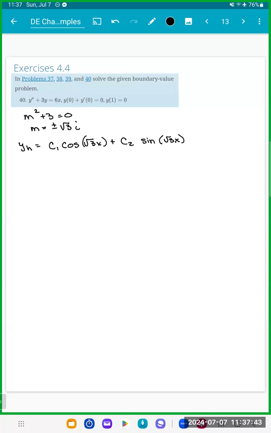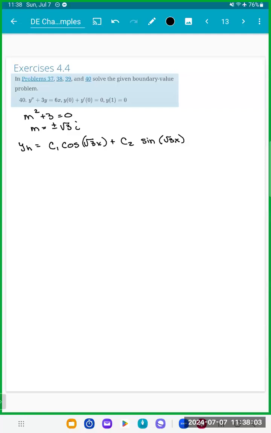Okay, so a homogeneous differential equation is a type of ordinary differential equation where all of the terms involve the dependent variable and its derivative, and there are no non-zero constant terms or terms that are independent of that dependent variable.